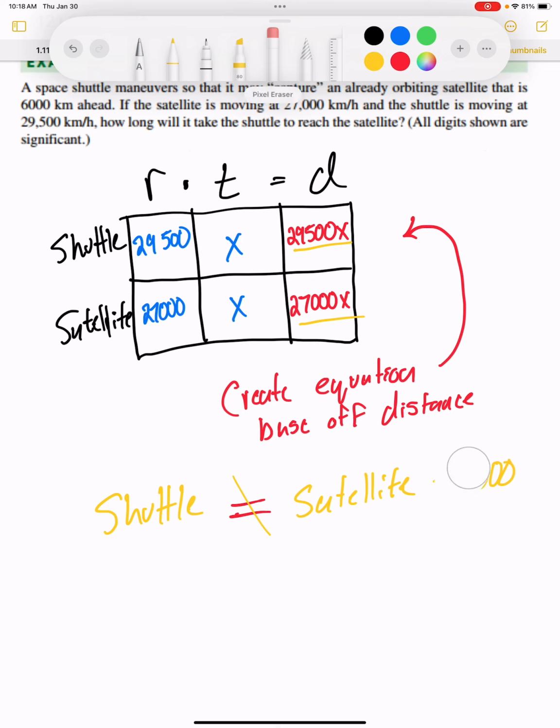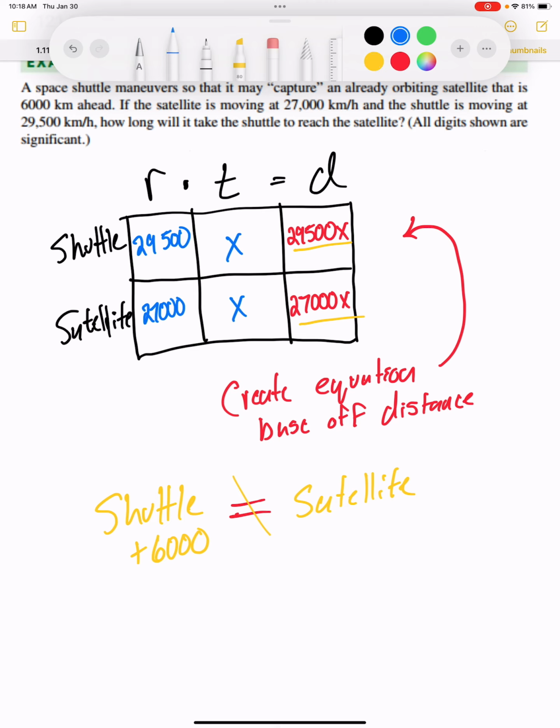But you could say the shuttle plus 6,000, right? Because then if you take the shuttle and you add 6,000 kilometers to it, then it'll be in the same spot as the satellite. And that's usually how I go. I prefer adding to subtracting, but it doesn't really matter.